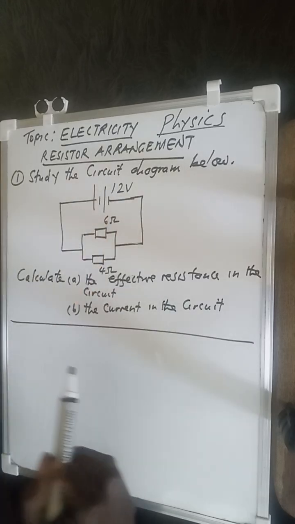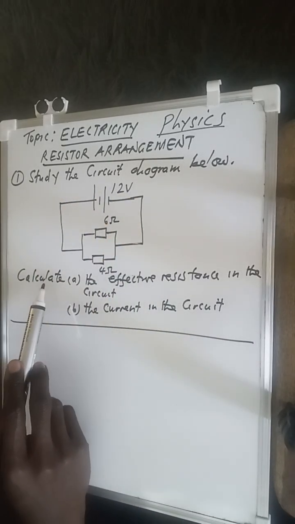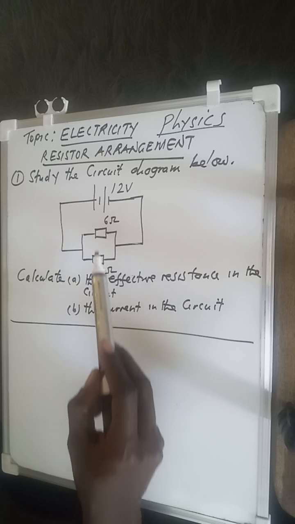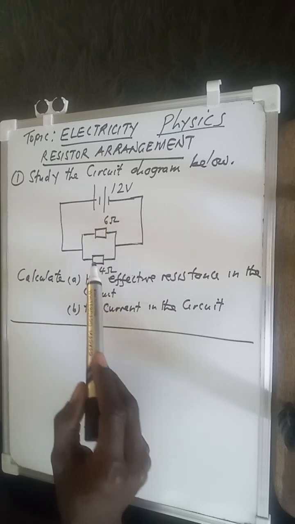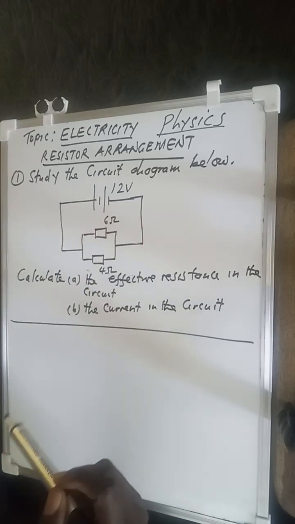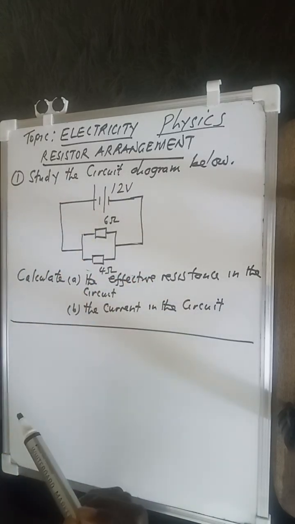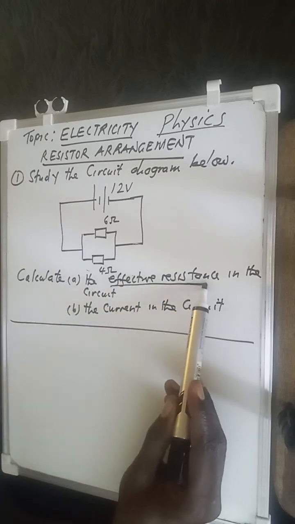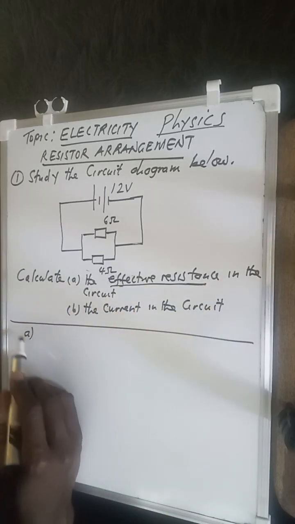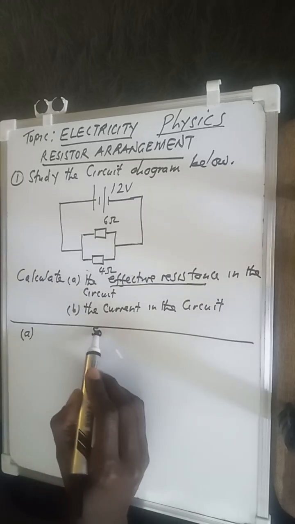For example, it says study the circuit diagram. Then it says they have given us the 6 ohms resistor and the 4 ohms resistor. And if you remember, the 6 and the 4 ohms resistor are both arranged in parallel. And these are connected to a 12-volt battery. So it says calculate the effective resistance in the circuit. So they want us to find the total resistance in the circuit.